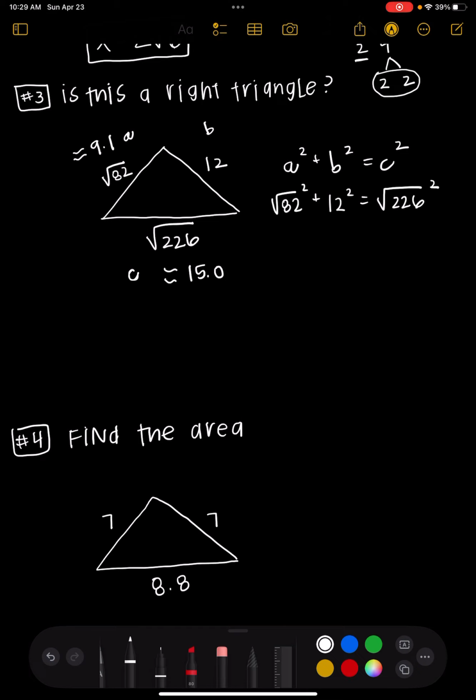All right, and now what we're going to do is just simplify the left side and then simplify the right side. So on the left side, the square root of 82 and the square on the 82 cancel each other out.